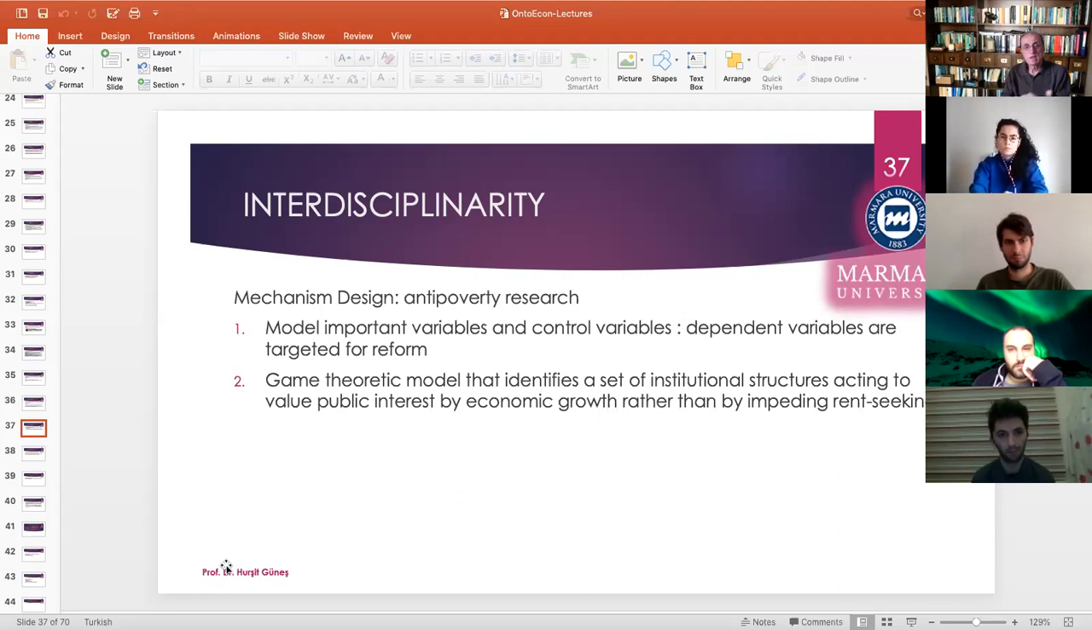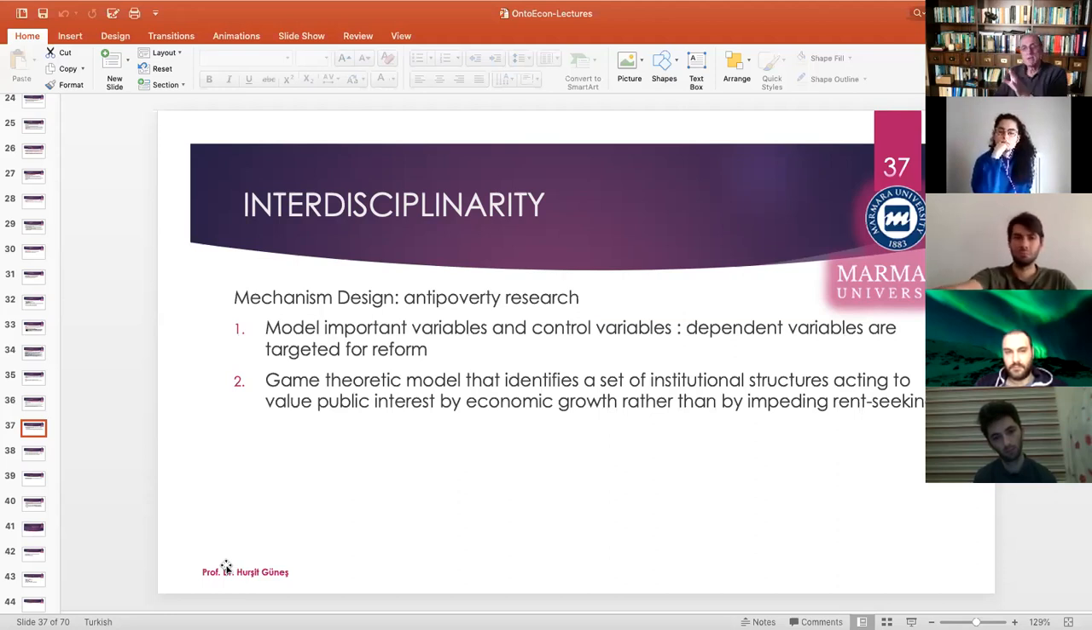The second one is the game theoretic model that identifies a set of institutional structures acting to value public interest by economic growth rather than impeding rent seeking. In the game theoretic model design, I can put the institutional structures in to impede rent seeking. If I impede rent seeking, then there won't be the very rich. Then indirectly, I will be able to get rid of poverty. So it's an anti-poverty program.